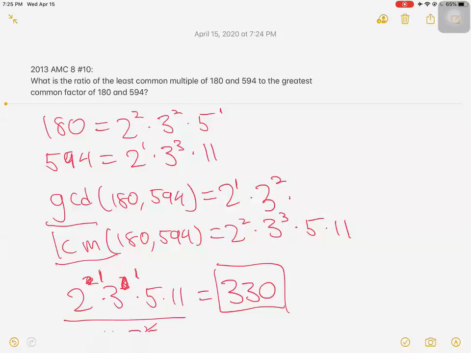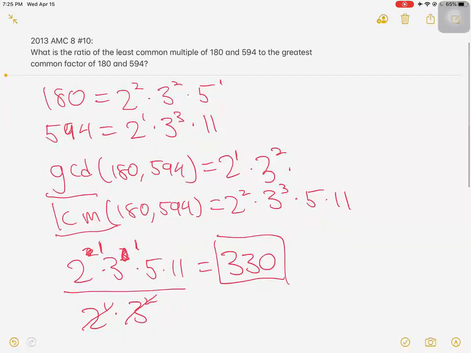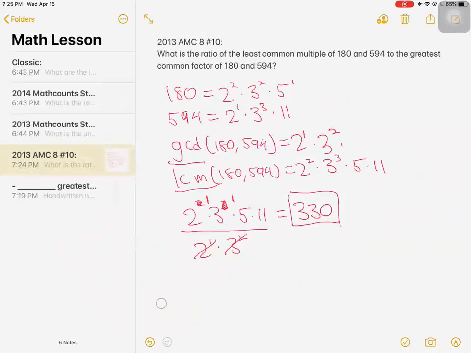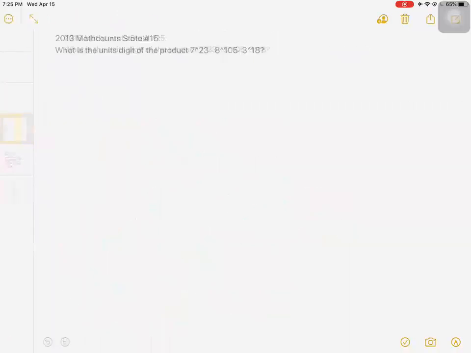Is there any confusion on this? Okay, everyone seems ready to move on. So we can just move on to the next question.